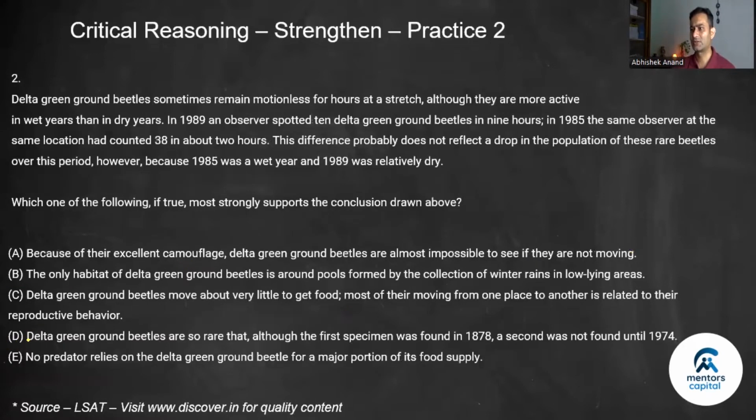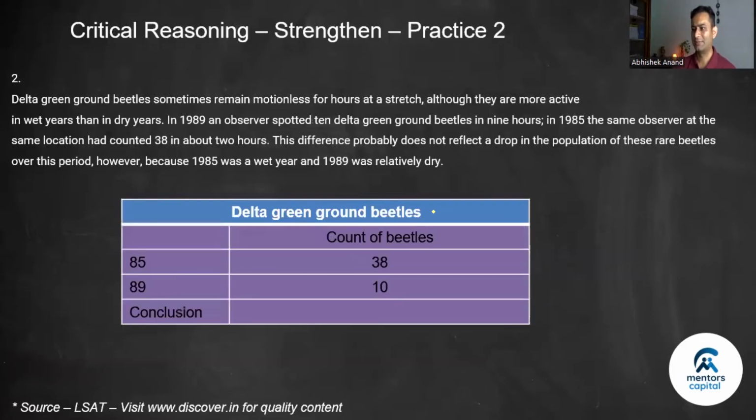Let's go to question number two. I just love this question. This is a brilliant question, guys. Which one of the following, if true, most strongly supports the conclusion drawn above? All right. So what is happening here?